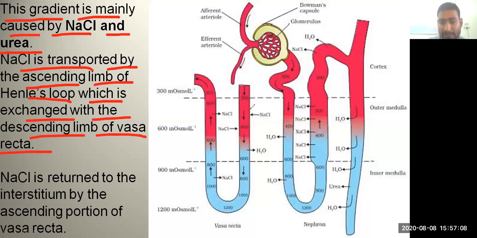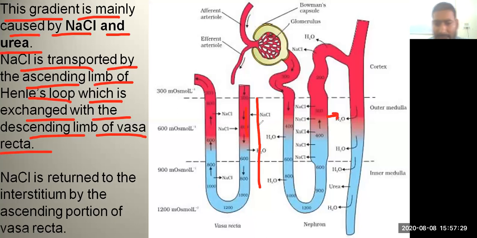You can see this is the Vasa recta in this figure, and these are the descending and ascending limbs of the loop of Henle. It generally runs parallel to the loop of Henle. Now you can see here NaCl molecules generally come outside into the interstitial fluid.